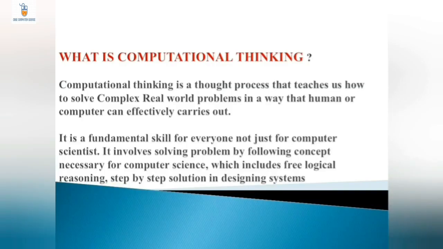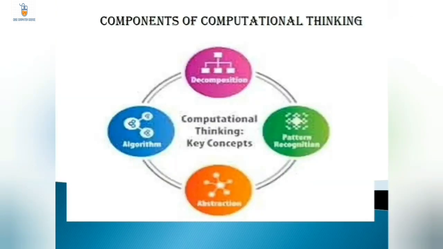What is computational thinking? Computational thinking is a thought process that teaches us how to solve complex real world problems in a way that a human or computer can effectively carry out. It is a fundamental skill for everyone, not just for computer scientists. It involves solving problems by following the necessary concepts. So the components of computational thinking include decomposition, pattern recognition, abstraction and creating algorithms.